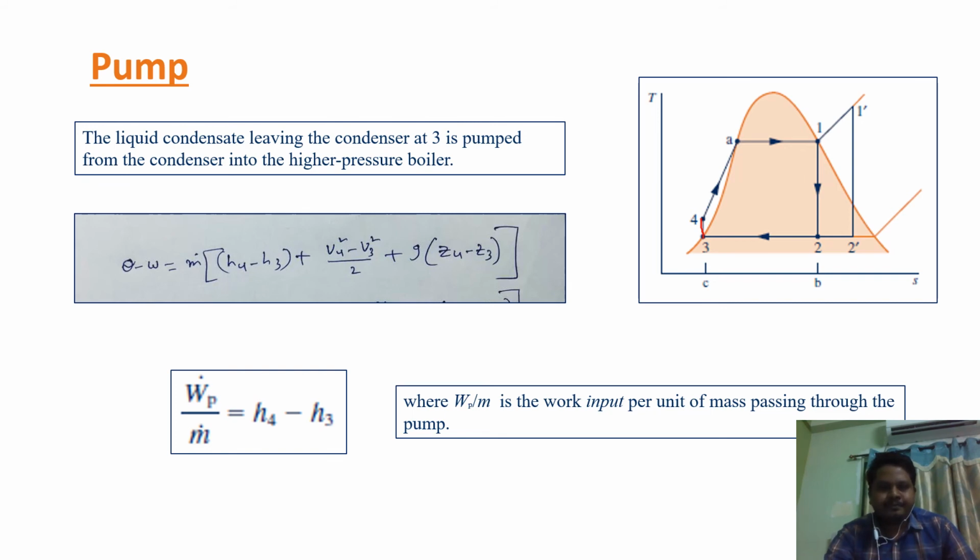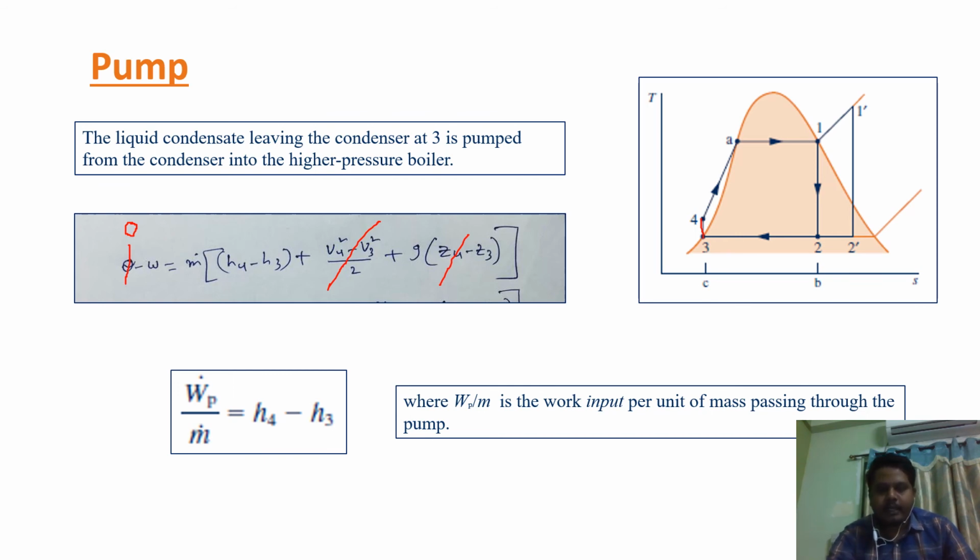See how we can find the work done from this equation. Since it is an isentropic process, it is a reversible adiabatic process. The term Q equals 0. And generally kinetic energy and potential energies are 0. So what will be the final equation? Minus W equals H4 minus H3.